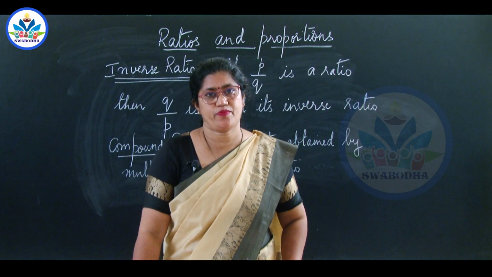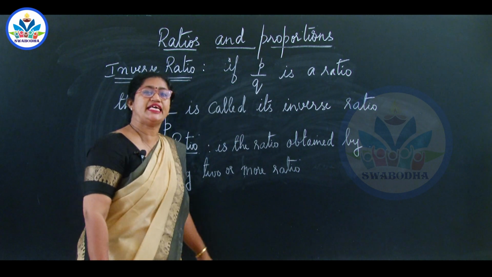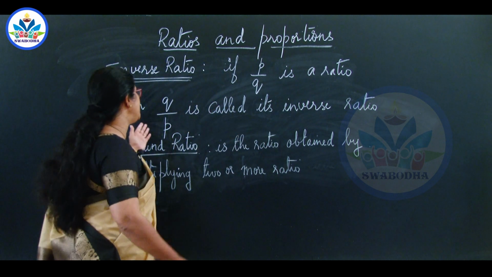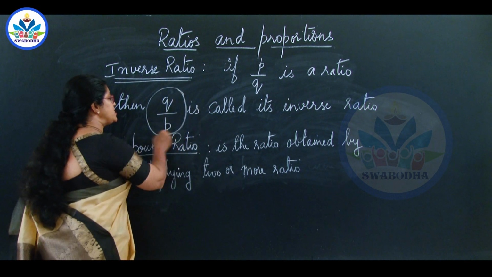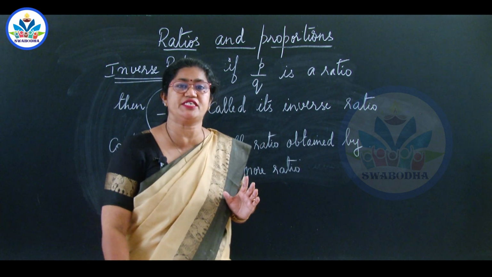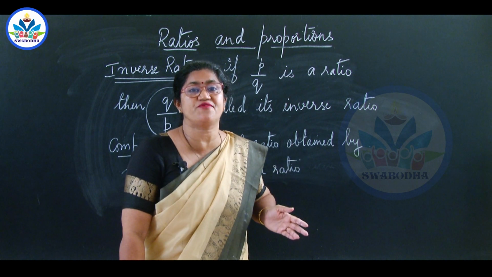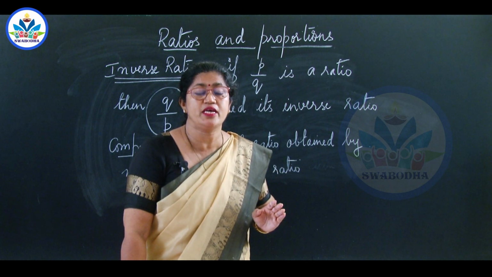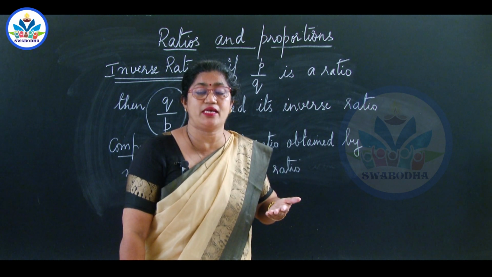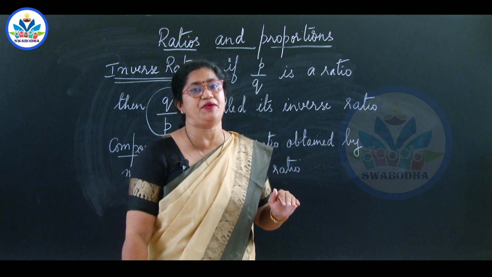Inverse ratio. If you are given a ratio P by Q, then its inverse ratio is just the reciprocal. So, the inverse ratio is nothing but Q by P. So, just remember the definitions. You will get this for 1 mark. So, problems based on these definitions will come for 1 mark for you. So, the inverse ratio means just take the reciprocal. P by Q is the ratio and its inverse is Q by P.